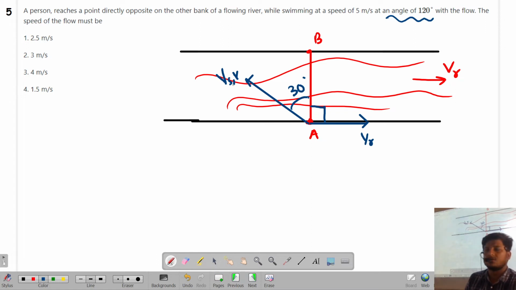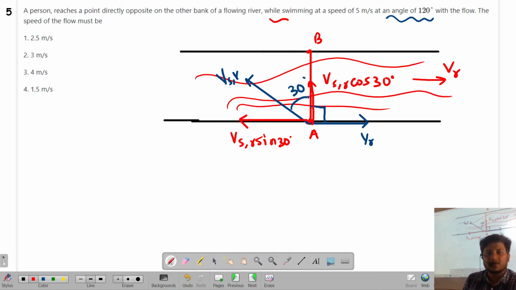So the velocity of the swimmer with respect to the river is making how much angle with the vertical? 30 degrees. Got it or not? Now look over here. Can I take two components of the velocity of the swimmer with respect to the river? Along the horizontal direction, this will be velocity of swimmer with respect to river into sine 30 or cos 30? Sine 30. Yes or no? And along the width of the river, V of swimmer with respect to river, cos 30. Got it or not?